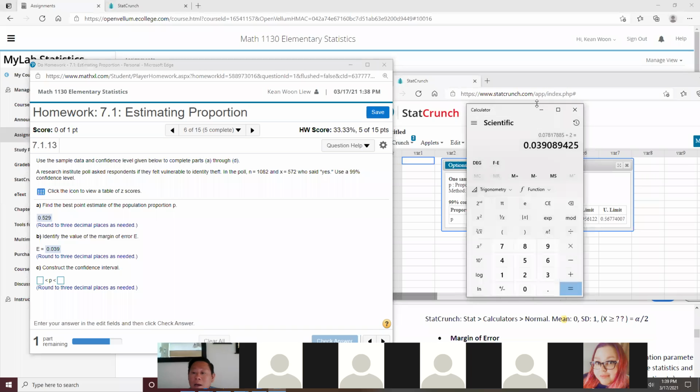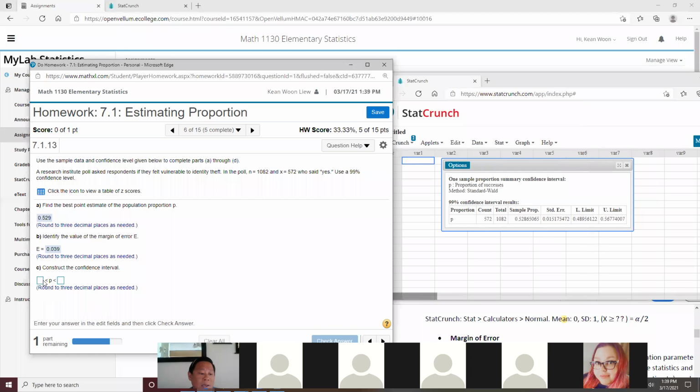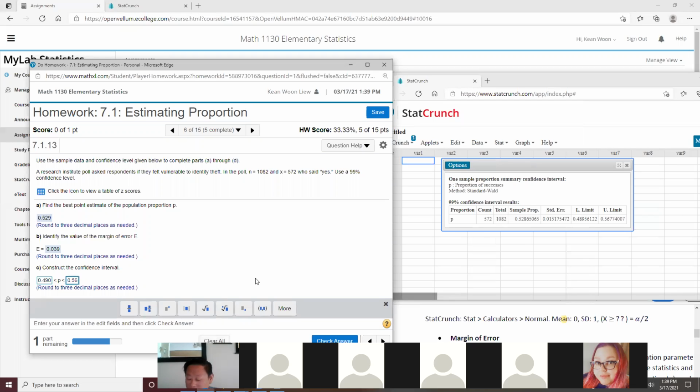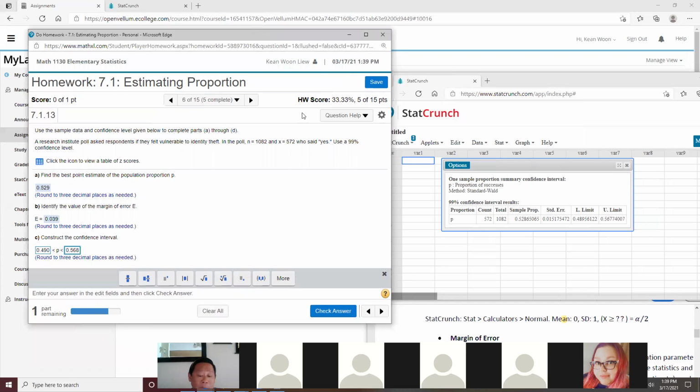This one we already did on your StatCrunch. So what is the number you put in here? That is your lower limit, and this is your upper limit. So we reconstruct the confidence interval here. What is the lower limit in this case? 0.490. And what is the upper limit in this case, in 3 decimal places? 0.568, right? Sorry, fine, don't worry about that. I totally understand. You just got back from spring break.